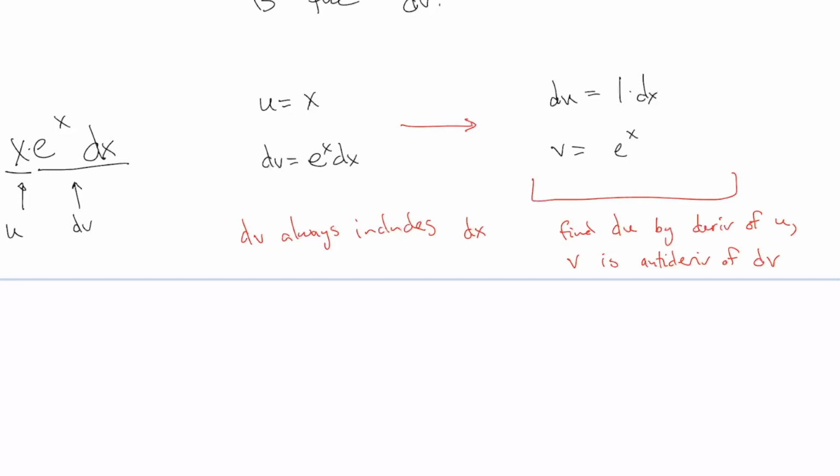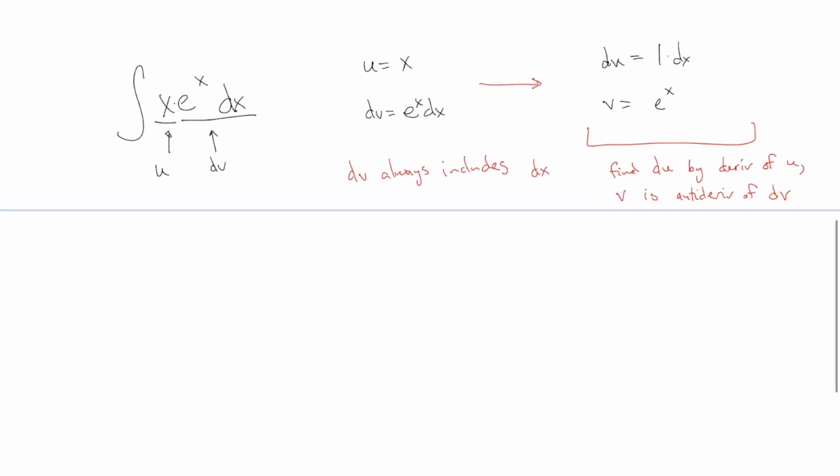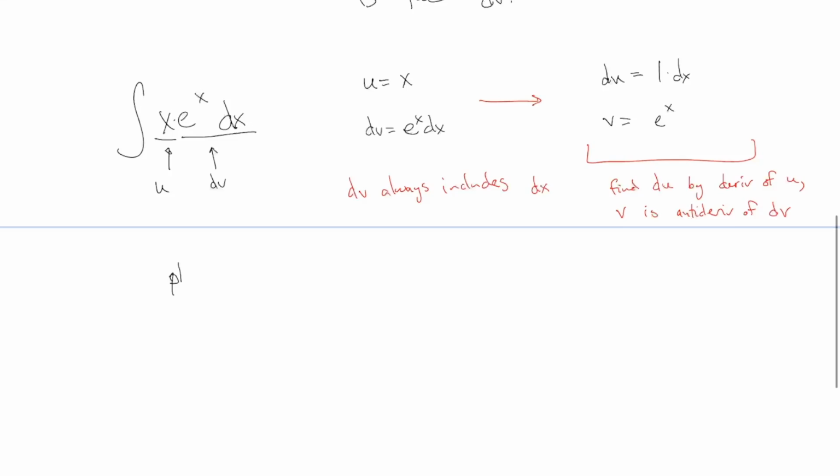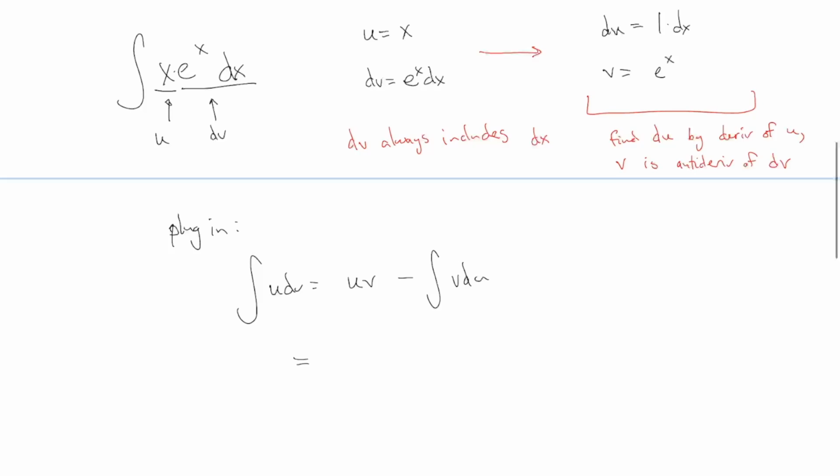All right. But anyway, once you figure all of that out, we can plug into the integration by parts formula. So now we plug in, and it says integral of u dv, that's what we started with, is, I'll just write the formula, uv minus integral v du, right? And so what we get in this case is u is x, v is e to the x. I'm just plugging stuff in directly.